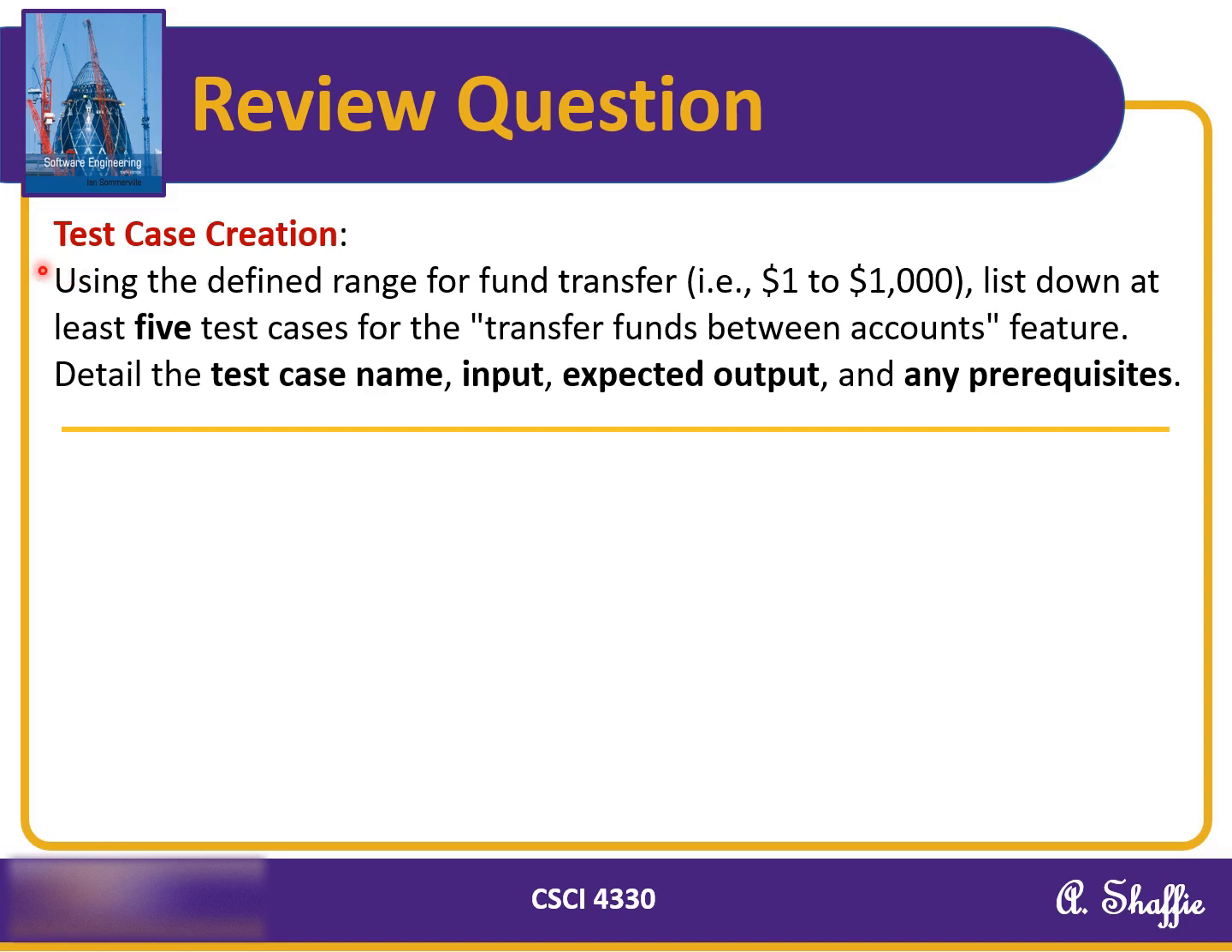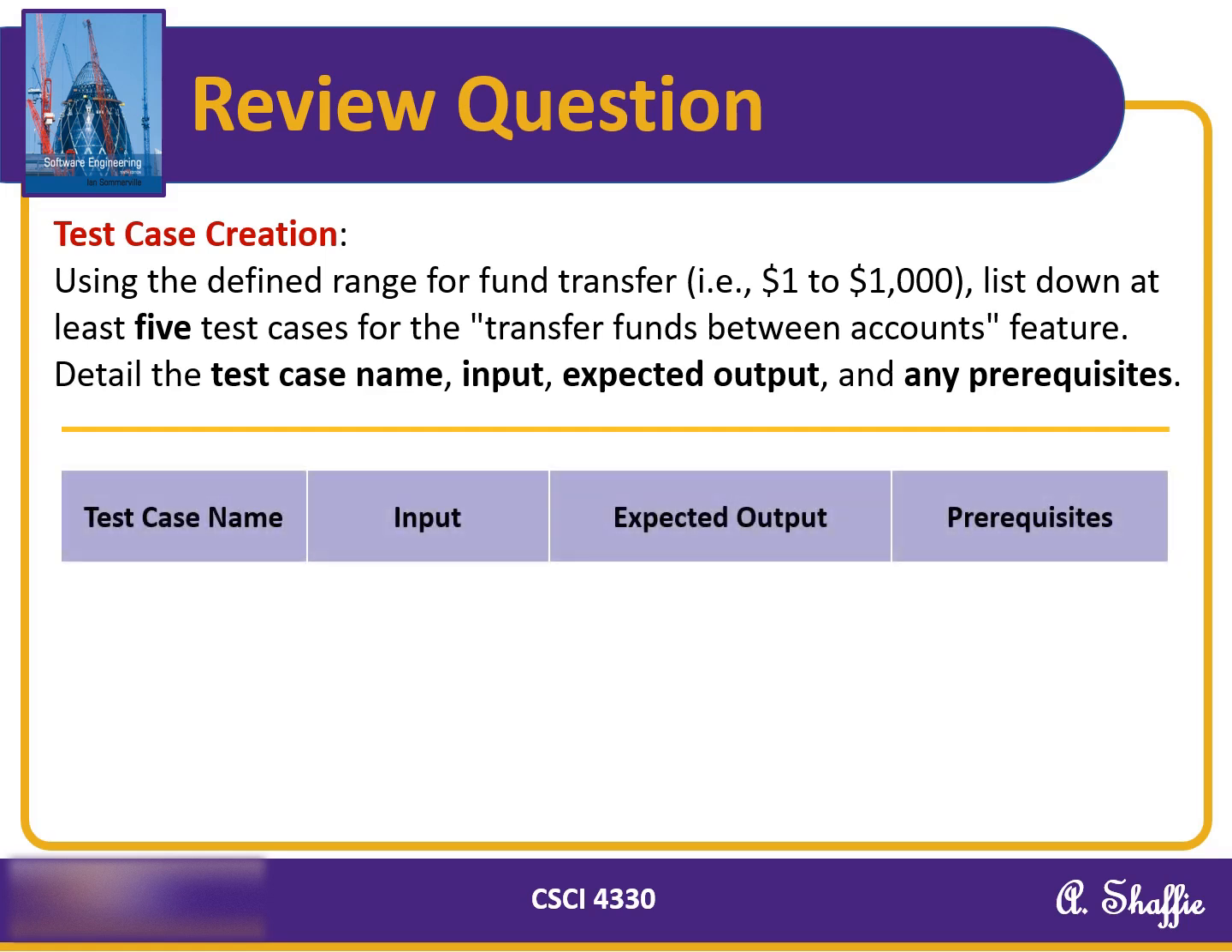The first question is about test case creation. Using the defined range for fund transfer, which is from $1 to $1,000, list down at least 5 test cases for the transfer funds between accounts feature. Detail the test case name, input, expected output, and any prerequisites. Let's start first by listing the necessary details for the test cases: the test case name, input, expected output, and any prerequisites needed to conduct the test.